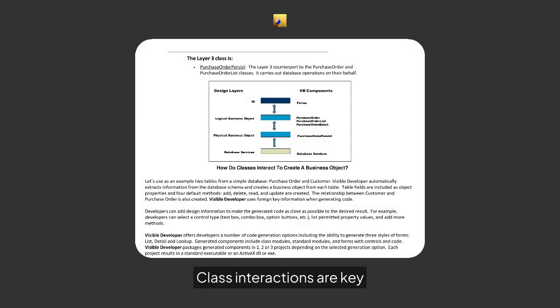Class interactions are key to forming a business object. This slide uses a database example to illustrate how classes in different layers work together, facilitated by Visible Developer, to create a functional and efficient business object.